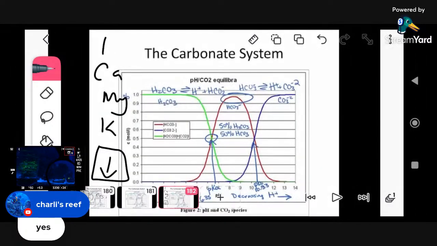So depending on the K value... Oh, that reminds me, I got 15%. I should probably charge this while I'm doing this.